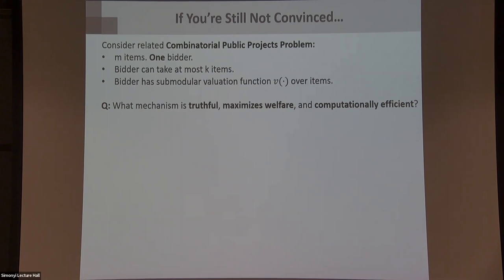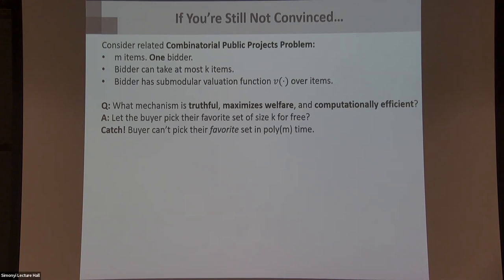So is there a mechanism that is truthful, maximizes welfare, and is computationally efficient? What I would try to do is tell the buyer, we're on the same team, pick any set of K items you want. And the buyer would say, that's nice, but I can't run in exponential time any more than you can, I can't solve NP-hard problems any better than you can. So you're just offloading the computation to the bidder and saying, I can't solve NP-hard problems, why don't you do it for me? So I think the right answer here is that calling this mechanism optimal is cheating, right? That I agree with.